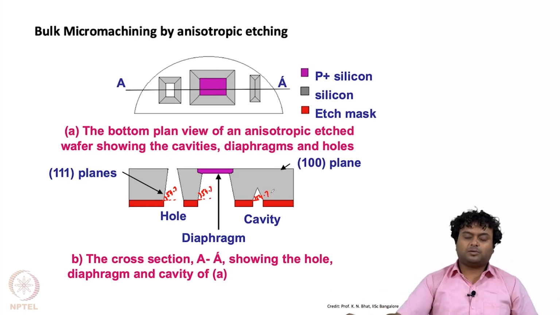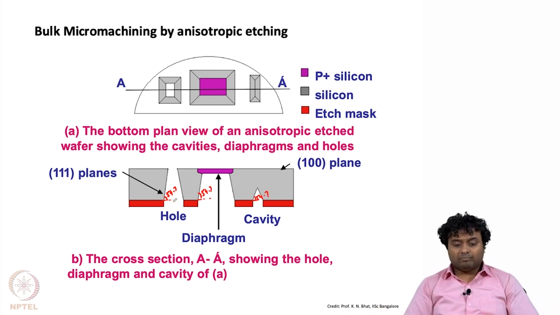Of these angles are 54.7 degrees. Now with this angle here, the silicon wafer thickness is such that I will get a through hole. So light can pass from the top to bottom, right, this is a through hole. Then in the next case the hole size is even bigger, the opening is even bigger, so there also I should get a through hole.